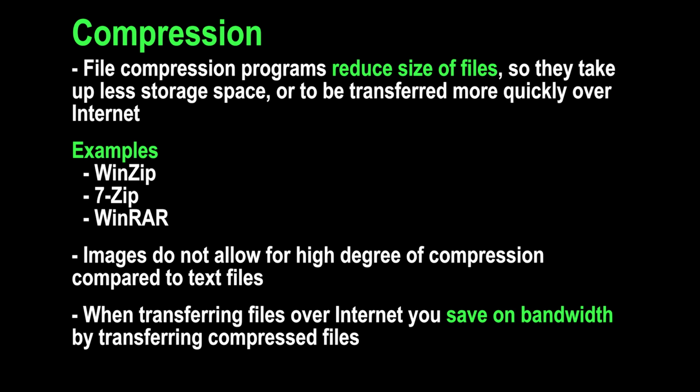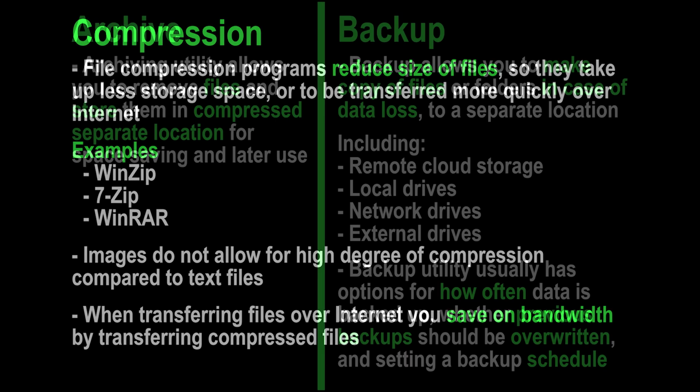Compression. File compression programs reduce the size of files so they take up less storage space, or to be transferred more quickly over the internet. Examples are WinZip, 7-Zip, and WinRAR. Images do not allow for a high degree of compression compared to text files. When transferring files over the internet, you save significantly on bandwidth by transferring compressed files.